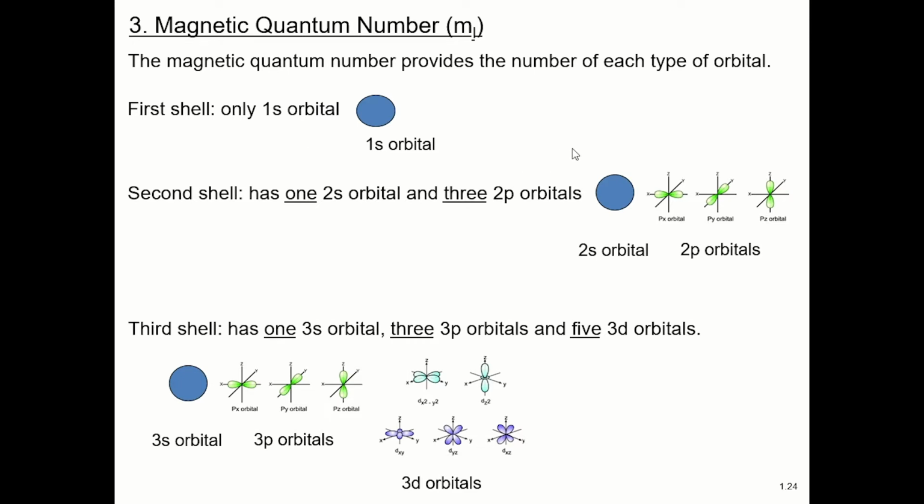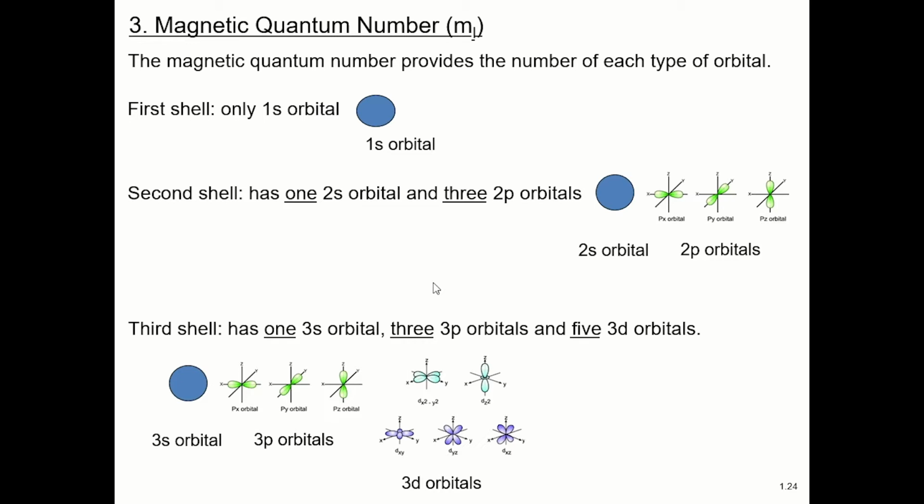So we've said already that you have your principal quantum number that will tell us which shell you're dealing with. You then have the angular momentum quantum number, and that will tell us the shape of it. But now we are looking at the magnetic quantum number, and this tells us kind of like the direction, but also tells us the number of each type of orbital that we have. So the first shell, we have a 1s orbital, and we only have that s orbital. The second shell has one 2s and three 2p, and then the third shell has one 3s, three 3p, and five 3d orbitals.